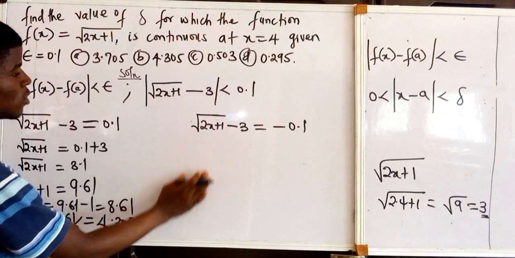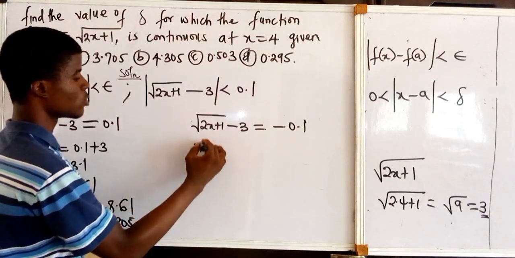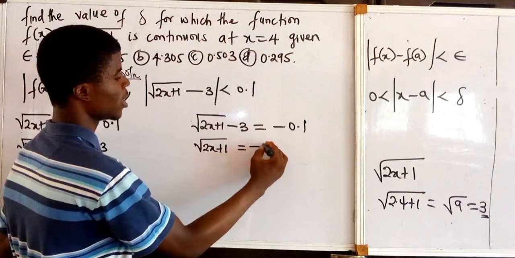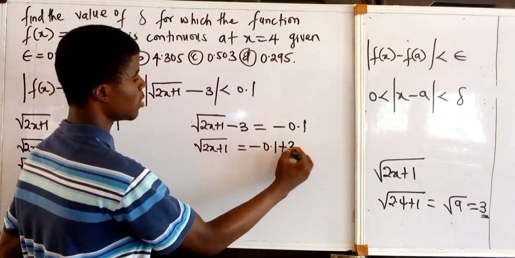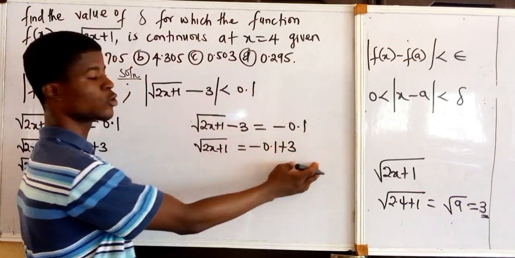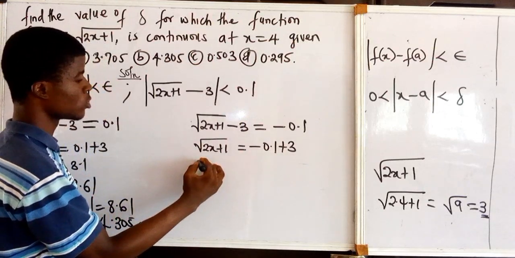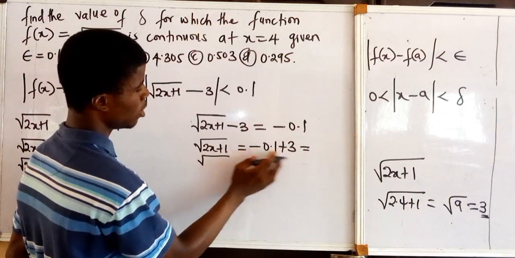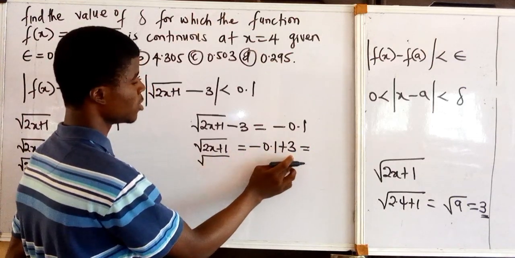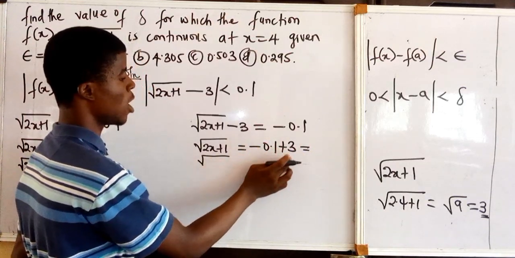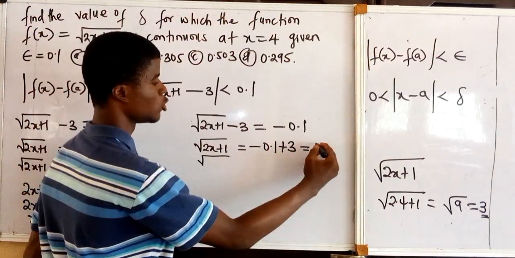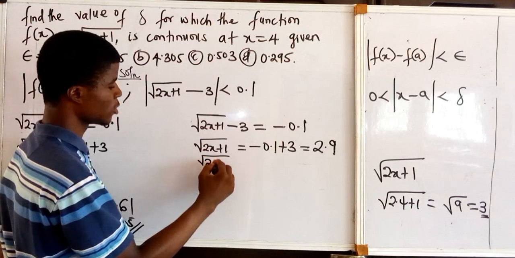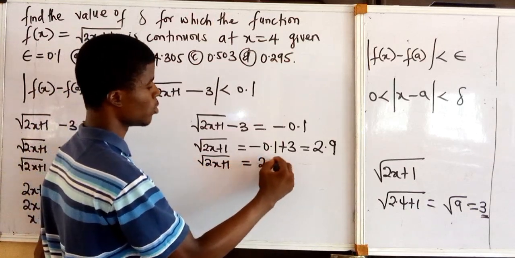Now let's get the second value of x. Root 2x plus 1 is equal to negative 0.1 plus 3. Negative 3 crosses and turns to positive. So this is actually equal to minus 0.1 plus 3, which is 3 minus 0.1, and that will give us 2.9. So root 2x plus 1 is equal to 2.9.